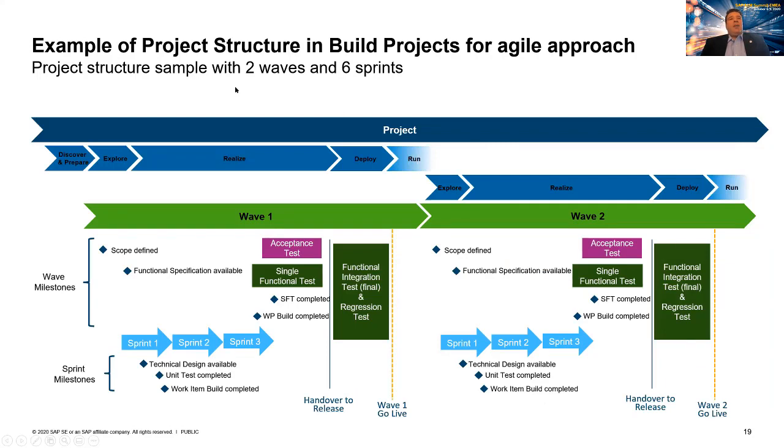Just one example of a project structure with, in this case, 2 waves and 6 sprints within. And what you can see is maybe in this one wave we have several milestones that are also part of our best practice, like is the functional specification available, or is the single functional test completed? But we also have milestones that we are providing in our project plan on the sprint level, like is the technical design available, is the unit test completed, and so on.